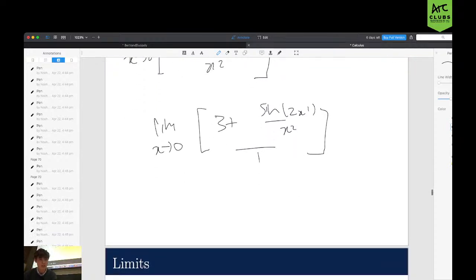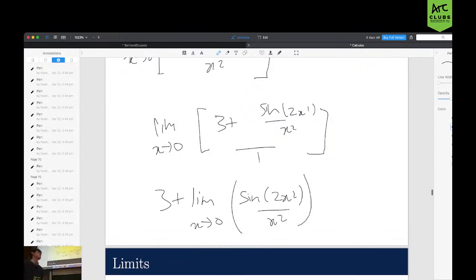And then we can clearly just pull that 3 out of the limit. And then now we're stuck with this limit here, right? Does anyone have any ideas of how we could solve this limit? Yeah, you could use L'Hopital's rule. You could also just realize that it's really close to the standard limit, sine x on x as x approaches 0, that's equal to 1, right?